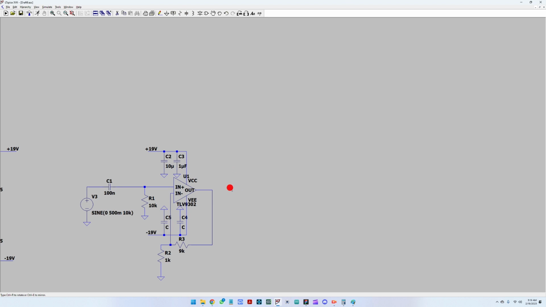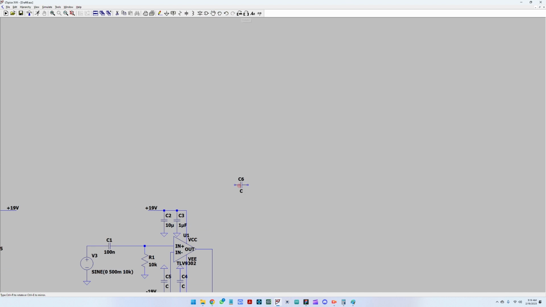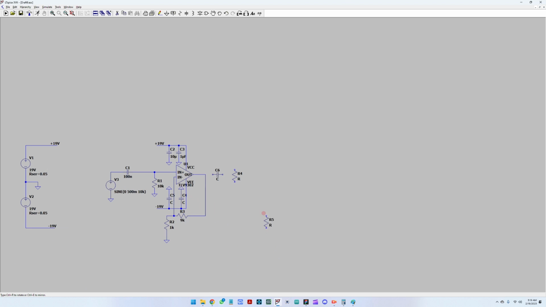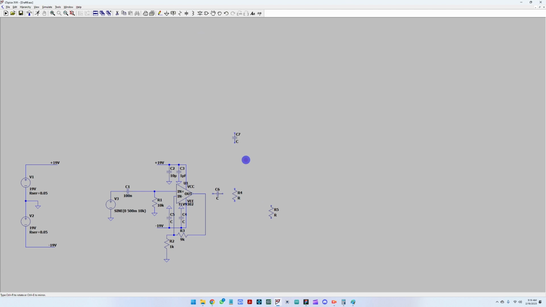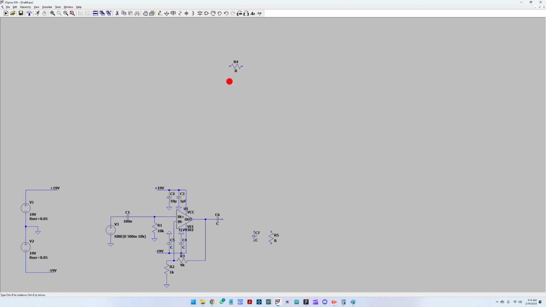Okay, so next we have the filtering stage. For the filtering, let me rotate this a bit. We have one capacitor, one resistor, and then another capacitor and another resistor, because we want to have a band pass filter here. So first of all, the high pass filter. Let me rotate this resistor because I don't like how it was initially placed.